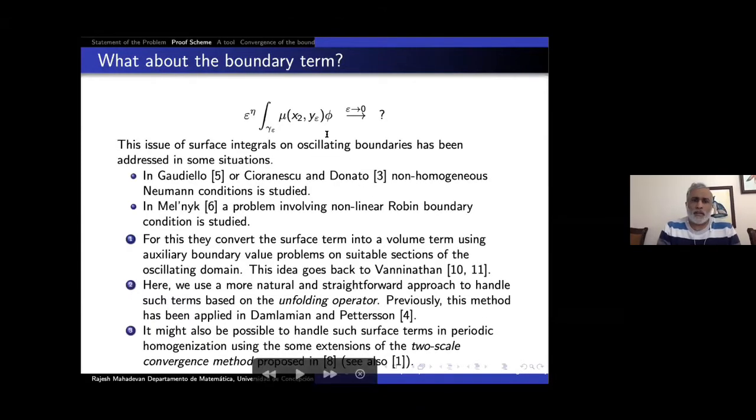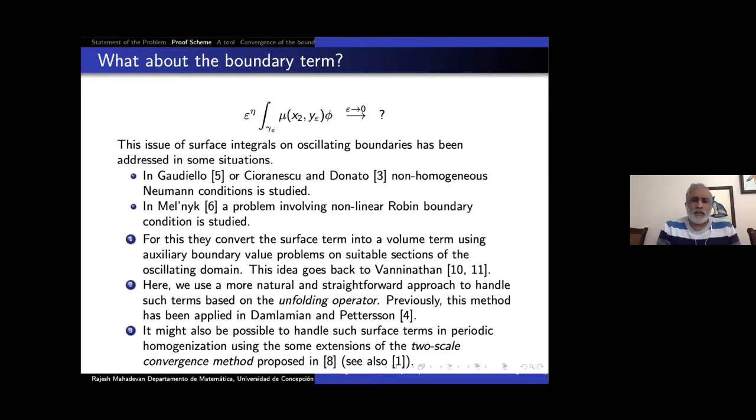This is a problem because you have a sequence of functions to which a nonlinearity is applied, the sequence y epsilon, and they themselves do not converge in any fixed space. On top of that, you have these functions evaluated on oscillating domains, meaning these are surface integrals in the upper part of the domain. So how do you handle convergence in these things?